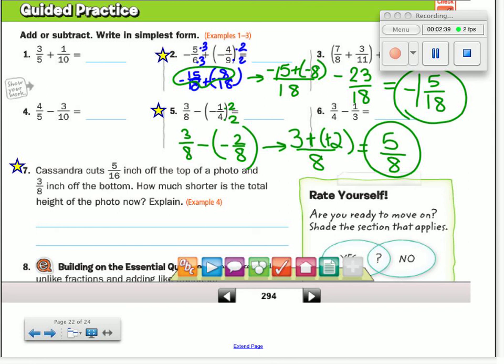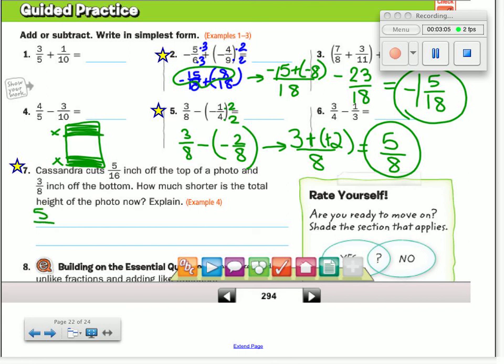Then the last one, Cassandra cuts 5/16 inch off the top of a photo. So if this were my photo, she cuts like 5/16 off of the top of the photo. And 3/8 of an inch stay off the bottom of the photo. How much shorter is it now? So we need to find out this one and this one, when combined, how much has been taken off. So technically, we need to add these two.